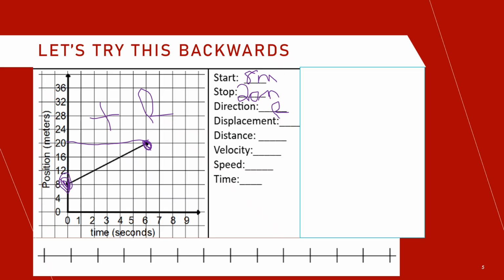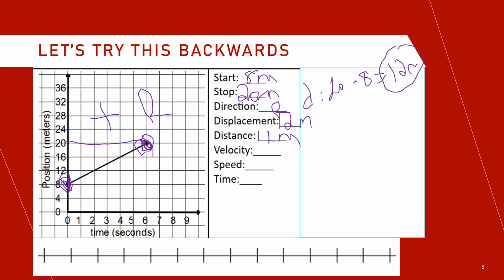The displacement is final position minus initial position. So displacement is equal to final, which is 20, minus initial, 8, which is equal to 12 meters. So displacement is 12 meters. The distance covered is going to be 12 meters.